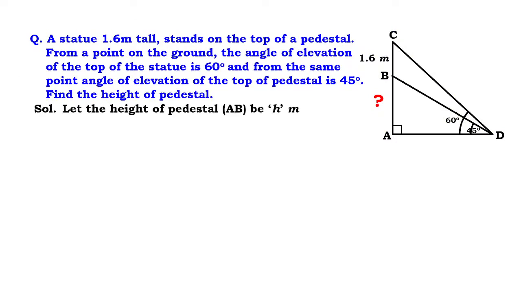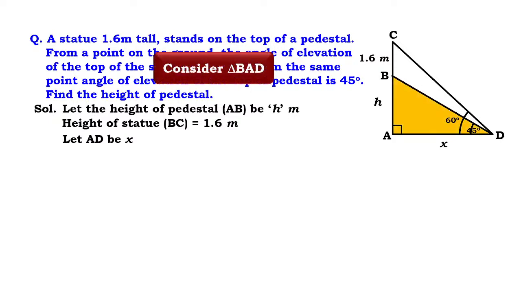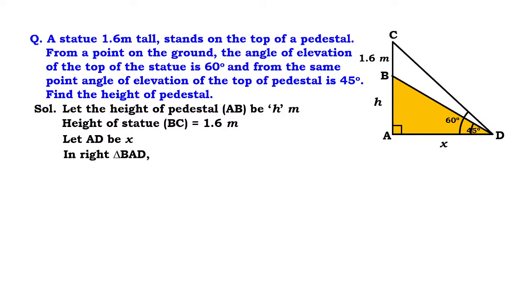Now look at this. AB is the height of the statue pedestal that we have to find. Next, the height of the statue BC is how many meters they have given? 1.6 meter. AD, I don't know the distance of the boy standing from the pedestal. So how much is it? X. First I'm going to take triangle ABD.